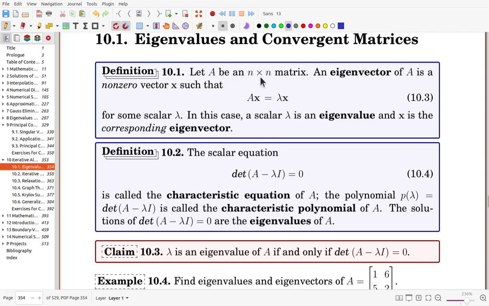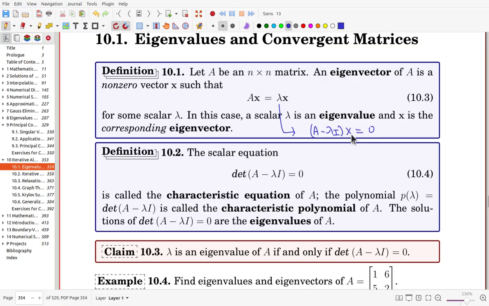A is an n by n square matrix. An eigenvector of A is a non-zero vector x such that Ax = λx. Lambda is a scalar. In this case, λ is an eigenvalue and x is the corresponding eigenvector. Once this equation is satisfied, then moving this to the other side, we have (A − λI)x = 0. This is a homogeneous equation.